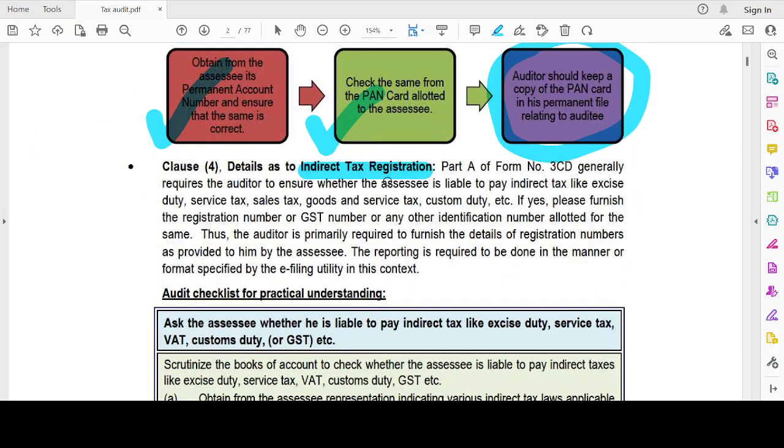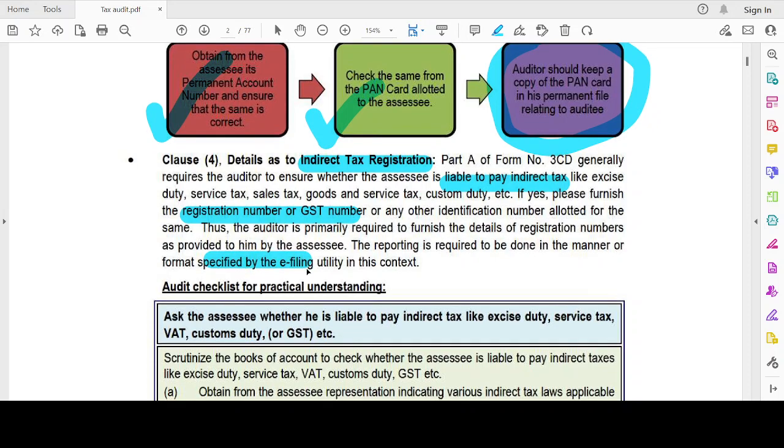I have to ensure whether the assessee is liable to pay indirect taxes and whether he has been registered. If he has been registered, then I have to quote the GST number or the registration number of such indirect taxes. For example, the 15-digit GSTIN has to be quoted in the utility. Now, what is the checklist for this?